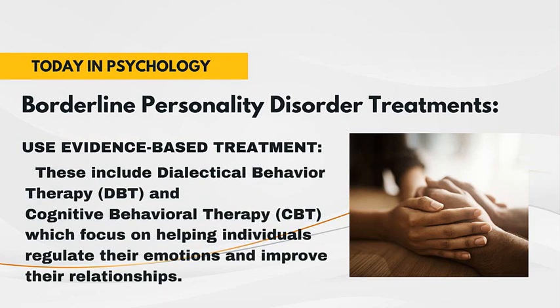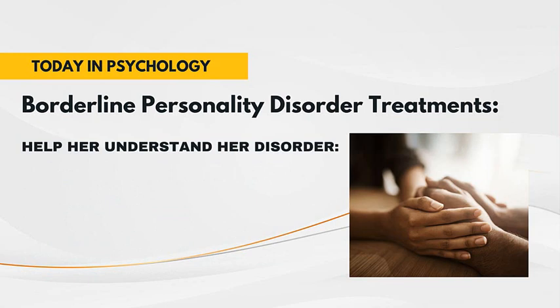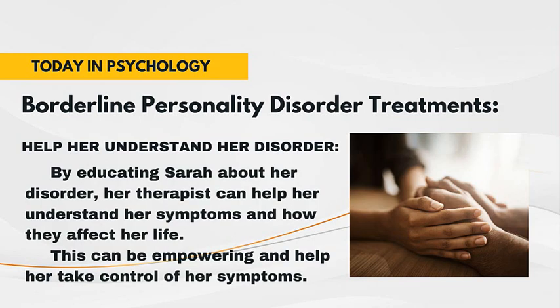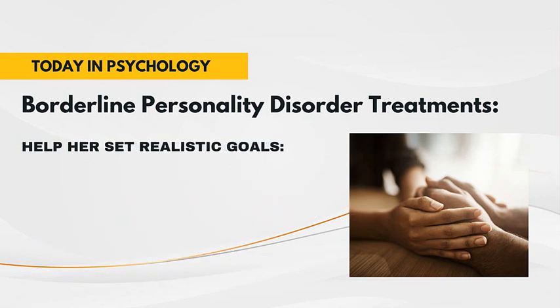These include dialectical behavior therapy, DBT, and cognitive behavioral therapy, CBT, which focus on helping individuals regulate their emotions and improve their relationships. Help her understand her disorder. By educating Sarah about her disorder, her therapist can help her understand her symptoms and how they affect her life. This can be empowering and help her take control of her symptoms. Help her set realistic goals.